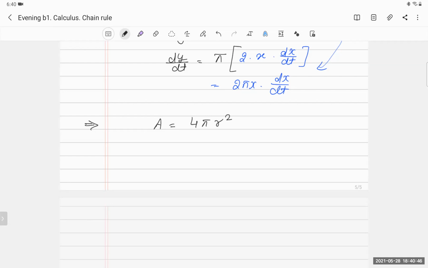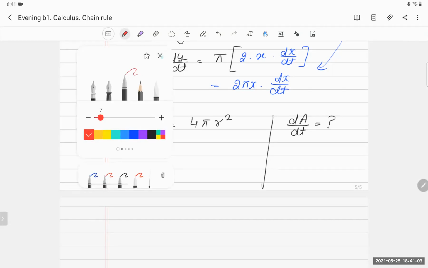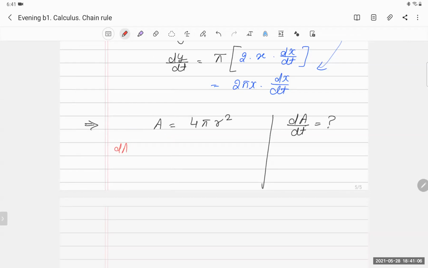Right? This is area. Now I need to find out dA by dt. You need to calculate. 4 is constant, pi is constant. Sir, it will be 8 pi r into dr by dt. See, now I will come to that. So I will say dA by dt. 4 pi will remain as it is. 4 pi is just a number. My function is what? r square. Now I have to differentiate r square with respect to what? t, right? Yes, sir.